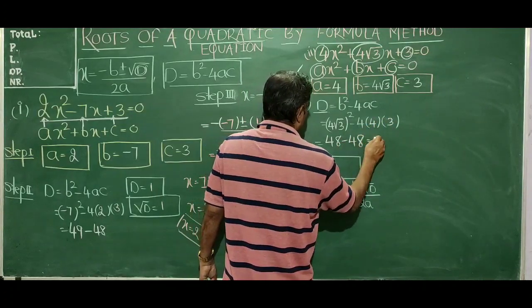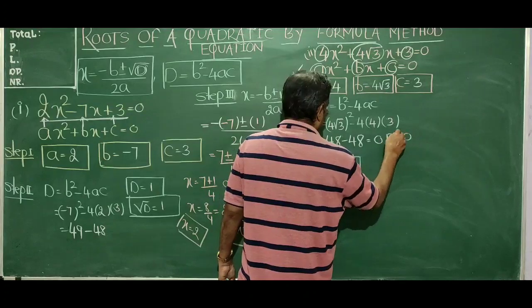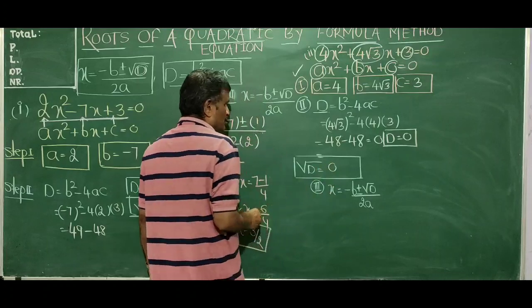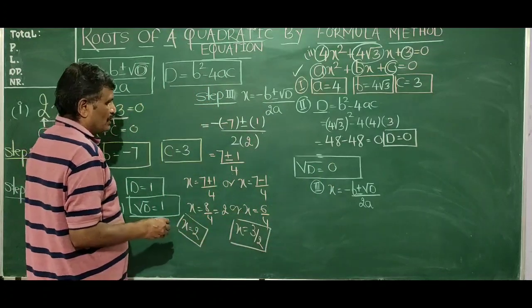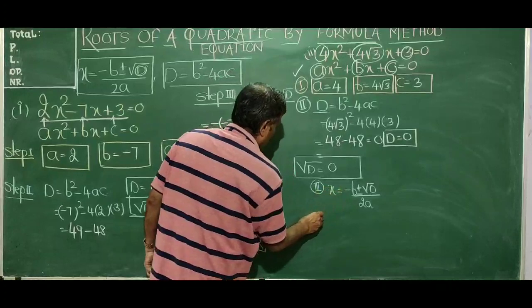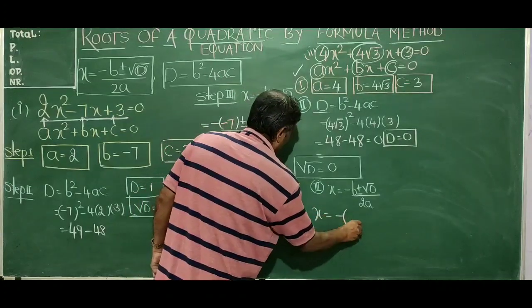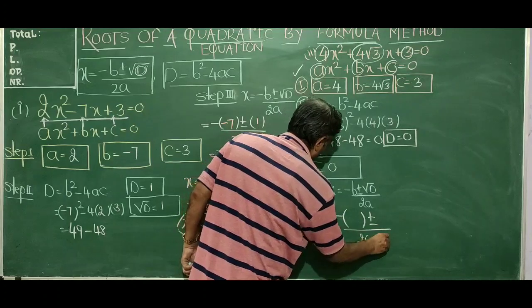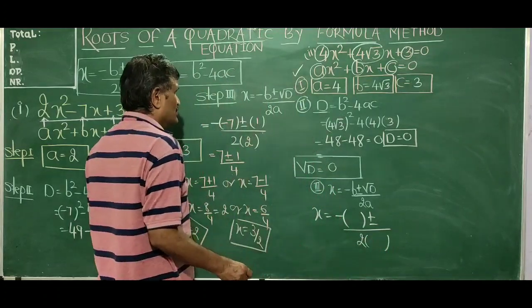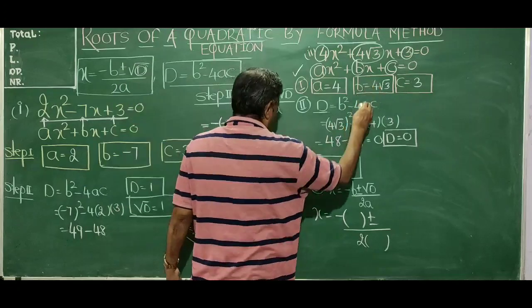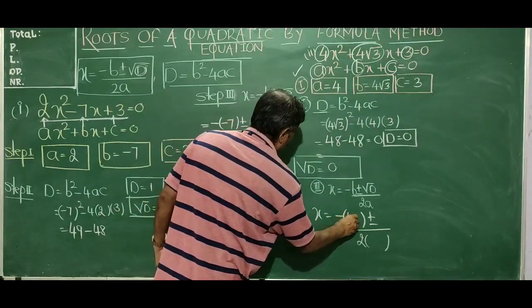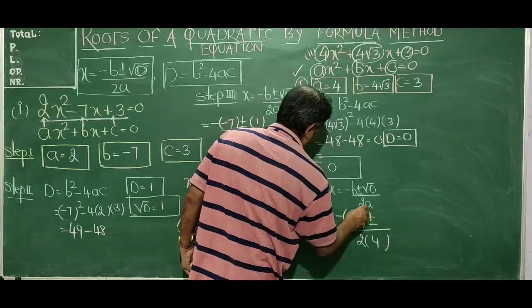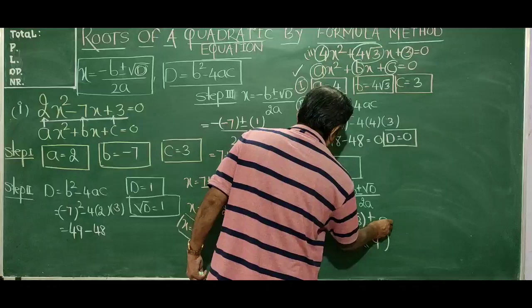So the discriminant, or D, is equal to how much? 0. And if D is equal to 0, then root D is equal to 0. Now let us put this value in the given formula. So x is equal to minus B plus or minus root D divided by 2 into A. Let us see what is the value of B. The value of B is 4 root 3, divided by 2 into A, which is how much? 4. So root D is 0.